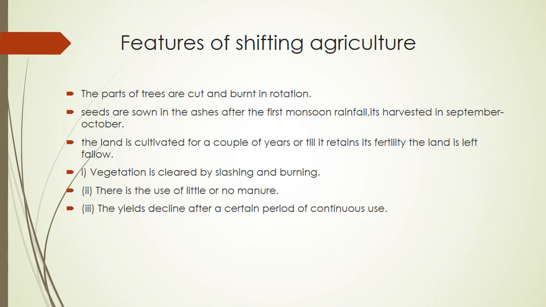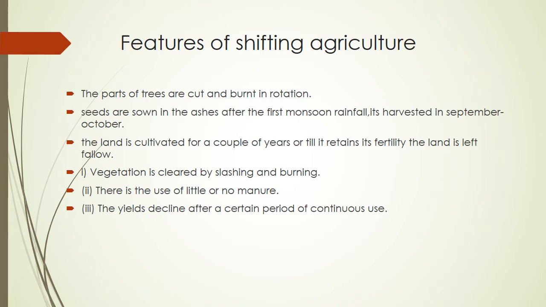Now, what are the features of shifting cultivation? The parts of the trees are cut down and burned in rotation. First it is cut down, then it is burned. Seeds are sown in the ash after the first monsoon rainfall. It's harvested in September and October. Before the first rainfall, the seeds are sown so that they can take advantage of the first rain, and the harvesting is done in September to October.